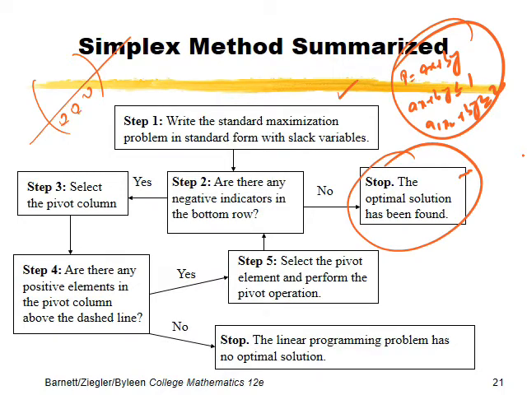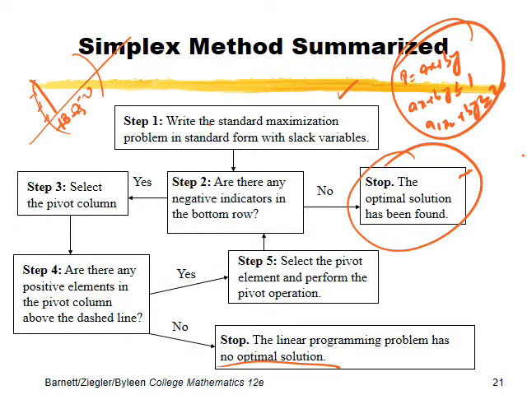If there is a negative indicator in the bottom row, then select the pivot column. How will you select the pivot column? By selecting the most negative number, the maximum negative number in the bottom row. Are there any positive elements in the pivot column above the dashed line? Let's say this is -10, this is -5. You will see, is there any positive element above the dashed line? If no, then the linear programming has no optimal solution. If there are some positive numbers, then select the pivot element and perform the pivot operations.